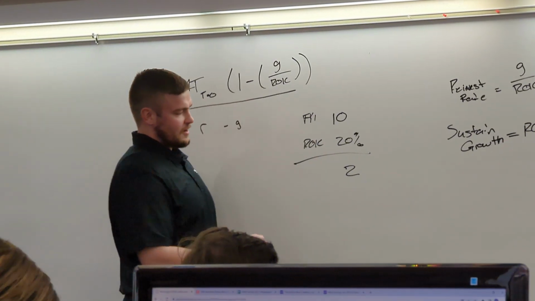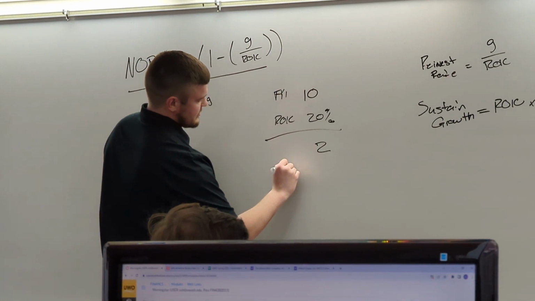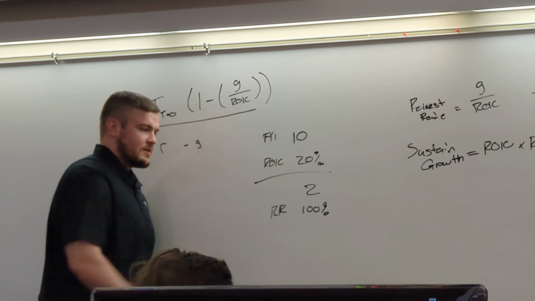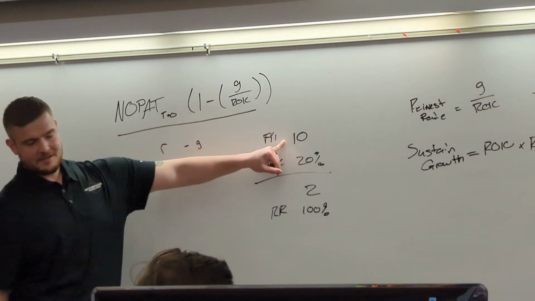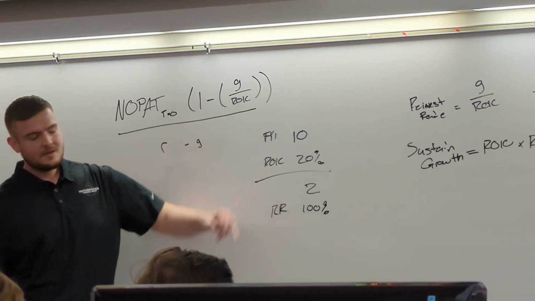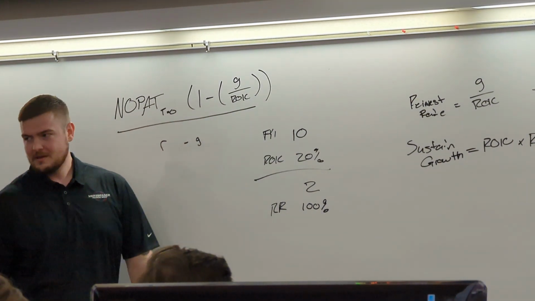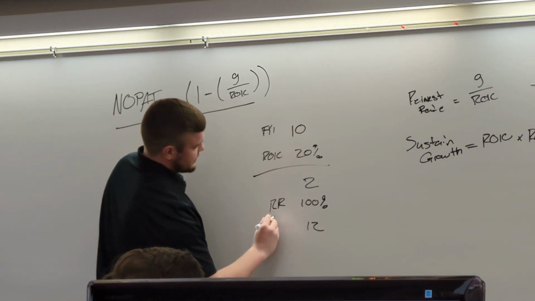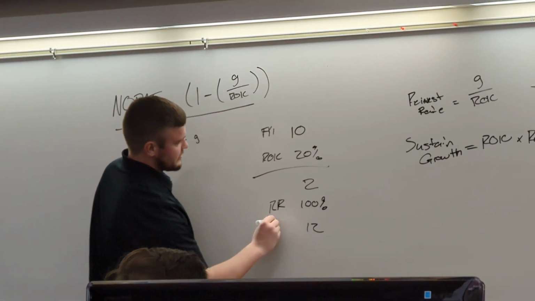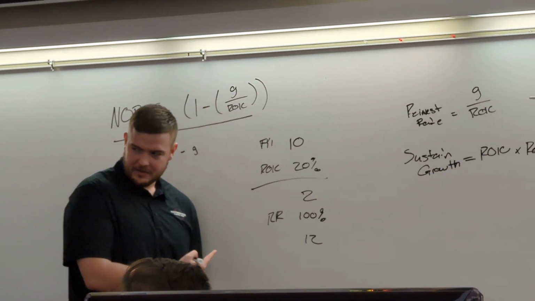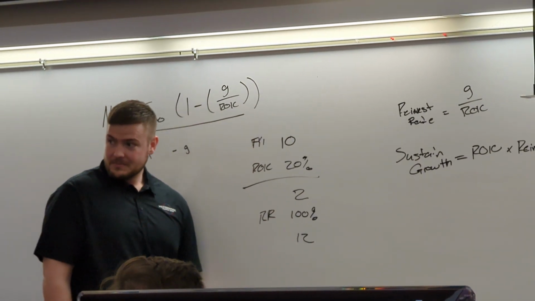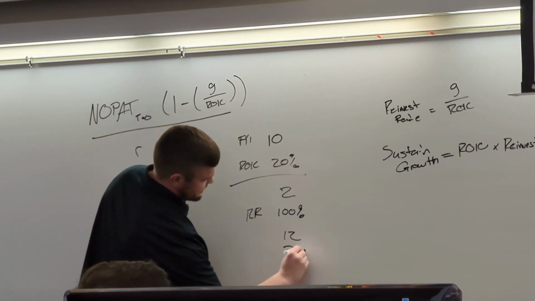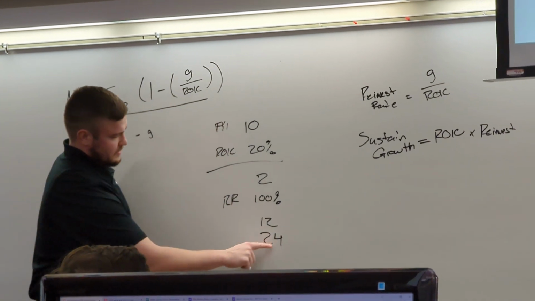What if I reinvest 100%? I'll do my reinvestment rate at 100%. So I'm going to reinvest that $2 next year, assuming my existing capital still makes me 20%. If I reinvest that at 20%, how much am I going to make off of my $12? I now have $12 invested. That's about 2.4, something like that.